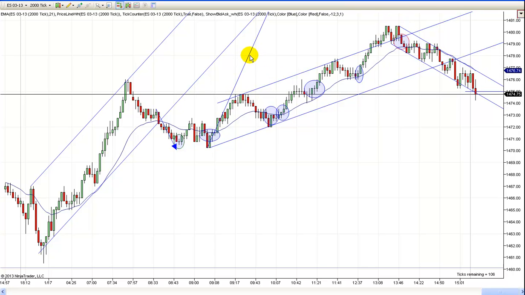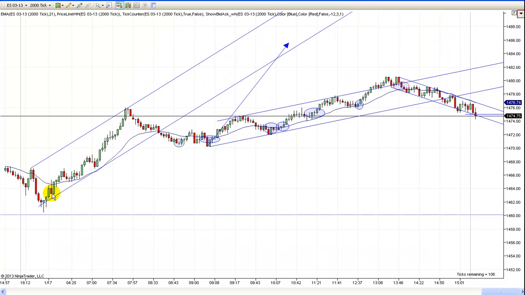But let's talk about each of the trades. This is the kind of thing you've got to be thinking right here when you saw this first leg and then you get a bigger correction.